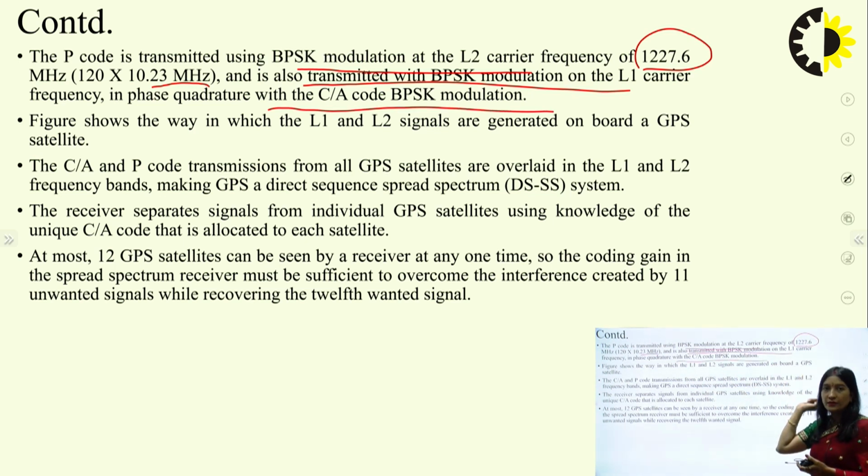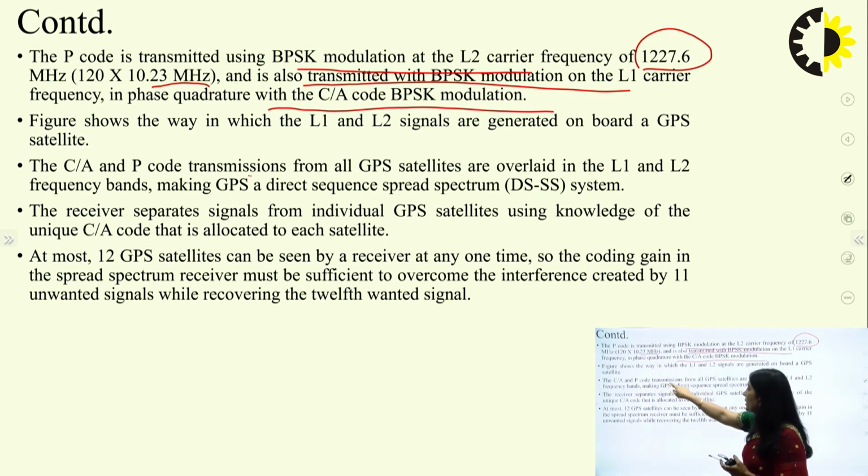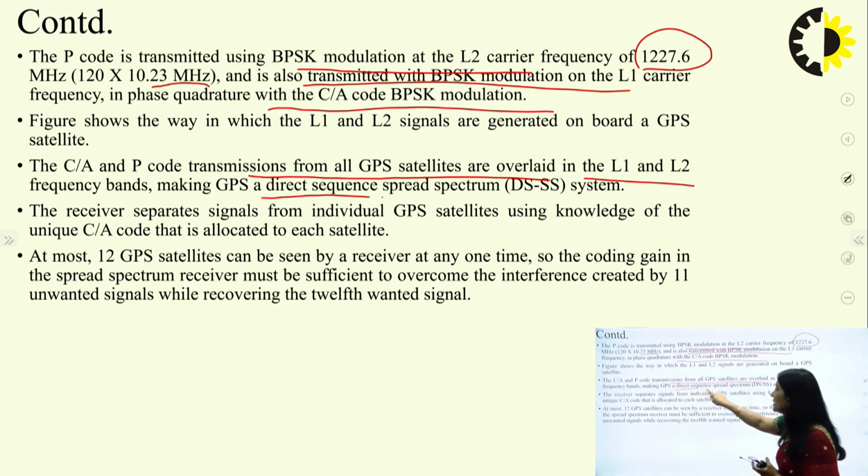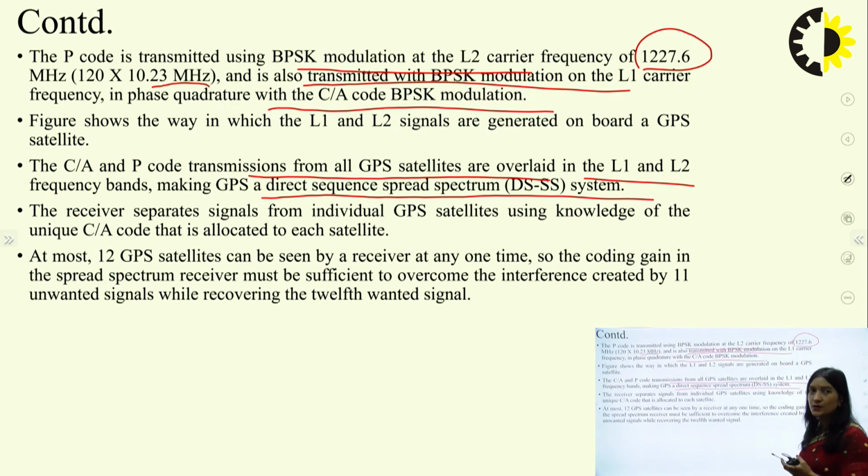So that I'll be covering in the next slide. Basically, in the L2 signal we have the P code, and the carrier frequency of this L2 signal is 1227.6 megahertz. Now the C/A code and P code transmissions from all GPS satellites are overlaid in the L1 and L2 frequency bands, making GPS a direct sequence spread spectrum signal.